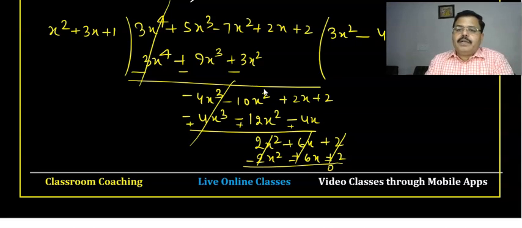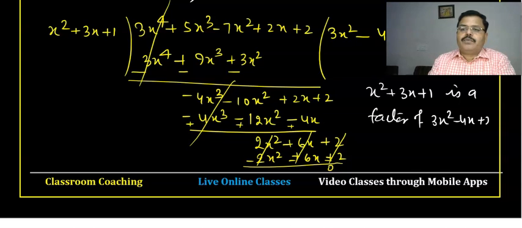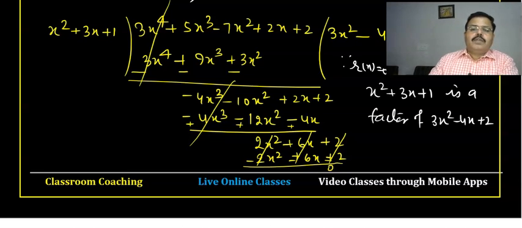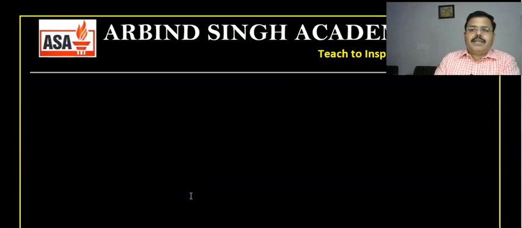So here clearly, since the remainder is 0, x square plus 3x plus 1 is a factor of 3x square minus 4x plus 2. Since the remainder is 0, therefore we can say like this. So that is an easier one, and you can do it easily, there is no problem, I think so.